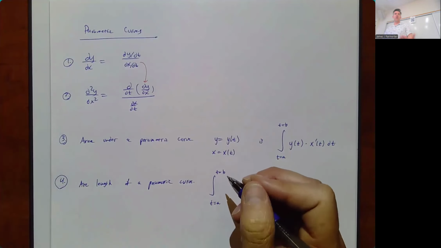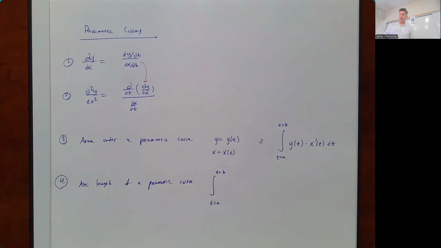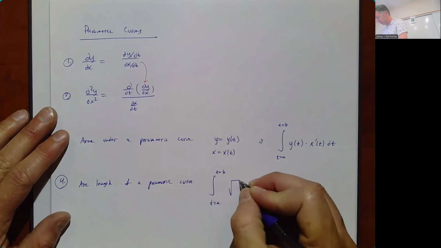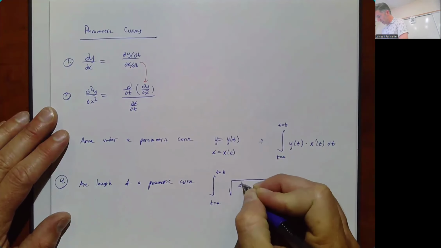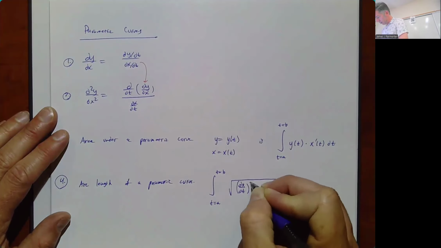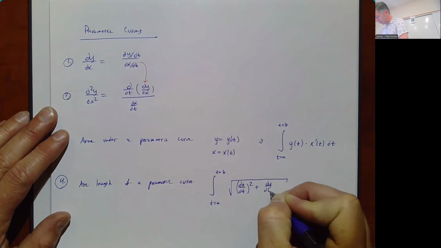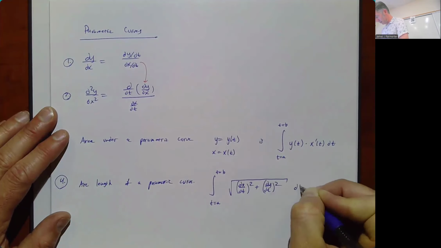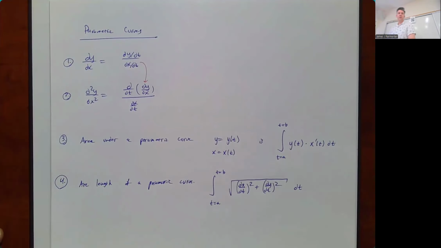Instead of being the square root of 1 plus dy dx squared, it's going to be the square root of dx dt squared plus dy dt squared dt, which we briefly talked about a while ago. So it is something that's not totally out of the realm of reasonableness.